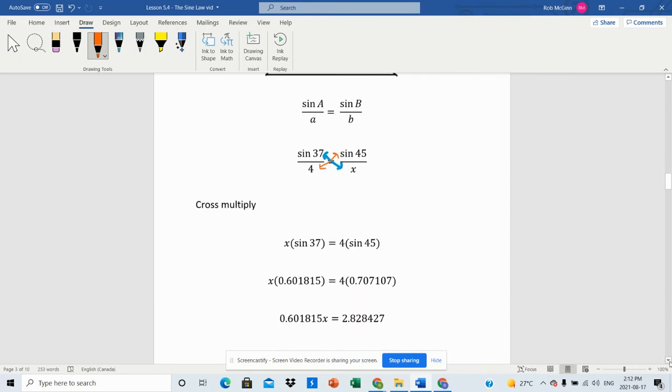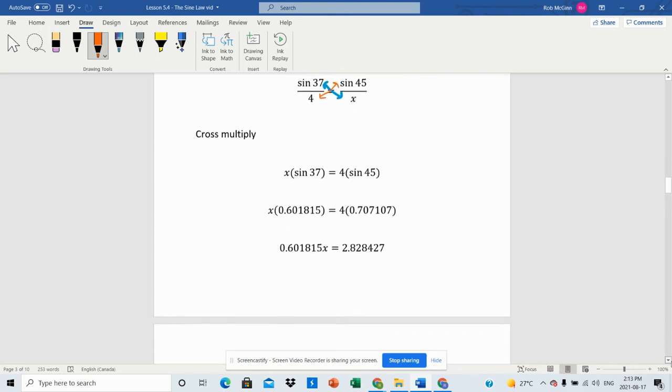So now we're just going to keep doing a little bit of algebra here. On the left-hand side, we've got 0.601815 times x. And on the right-hand side, 4 times 0.707107 is equal to 2.828427. Now I'm just going to divide both sides by 0.601815.